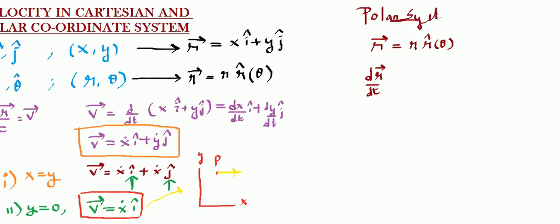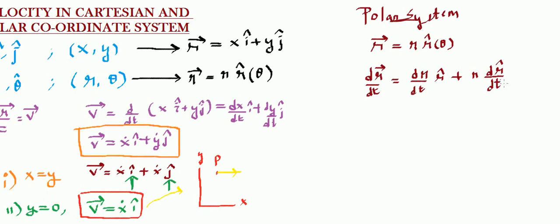Okay, so what would you get? You'll get two expressions. First, the derivative will act on the magnitude r, so I'll have dr/dt, plus what is remaining, r cap. Next, the derivative will work on the r cap, so d r cap divided by dt.